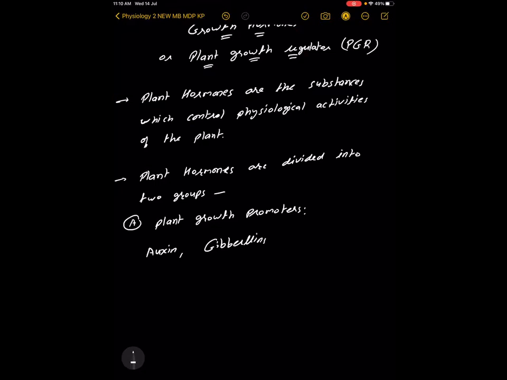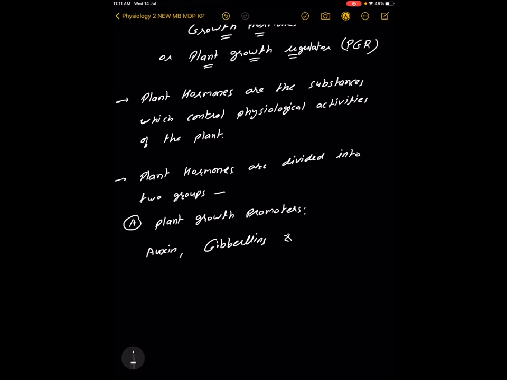Sir, ethylene will also come in this, no, sir? Ethylene is actually a promoter as well as an inhibitor. So it is a separate hormone. It is not exactly an inhibitor, it is inhibitor plus promoter both. Some actions are initiated by ethylene for growth, but mostly it is an inhibitor. Sometimes it is a promoter, sometimes it is an inhibitor.